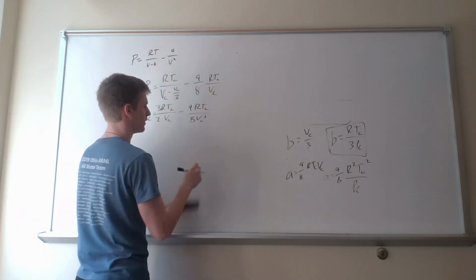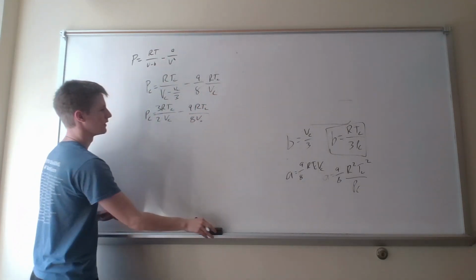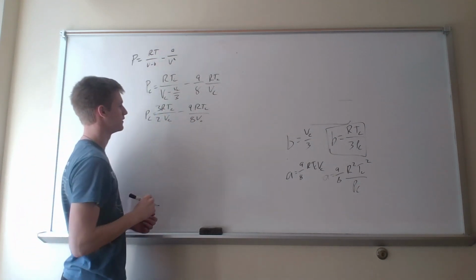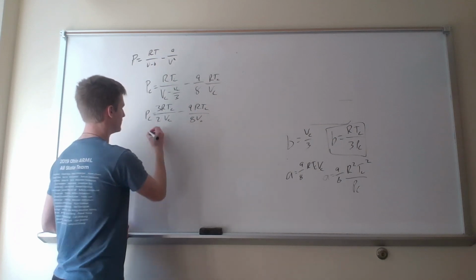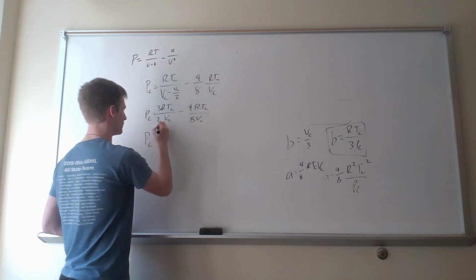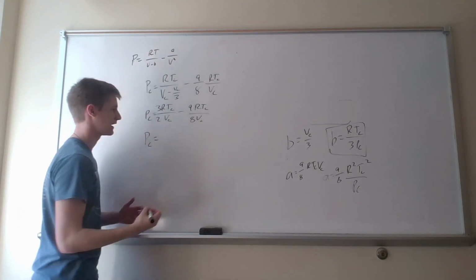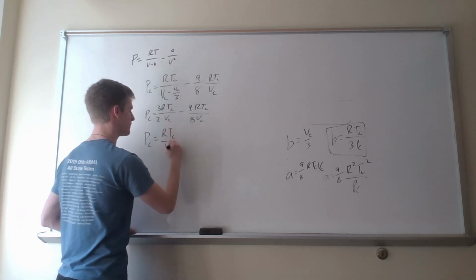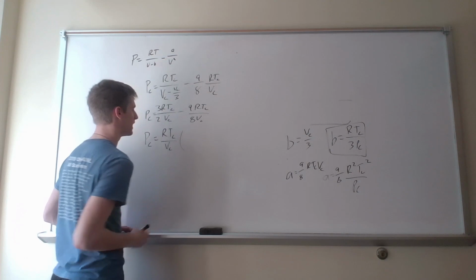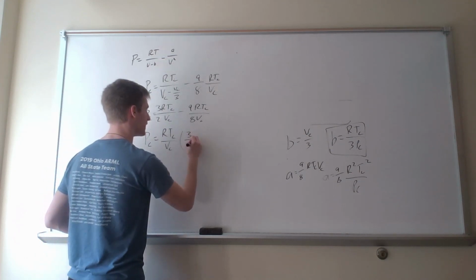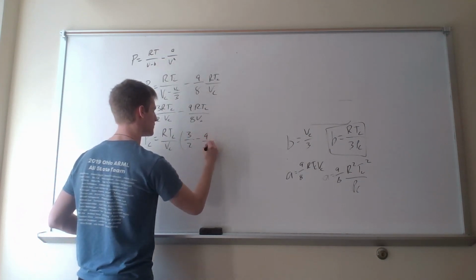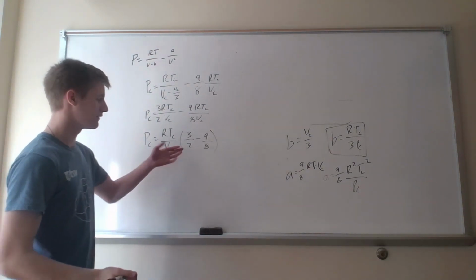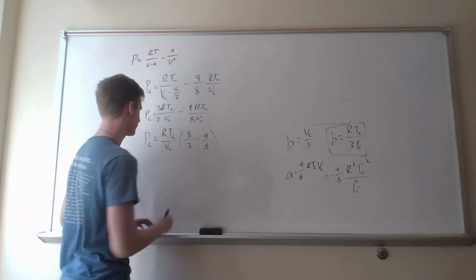And now we can see in both sides we have RTC over VC, RTC over VC. So if we take that out, we have RTC over VC times 3/2 minus 9/8, right? Creating a common denominator here, 3/2 times 4 over 4.